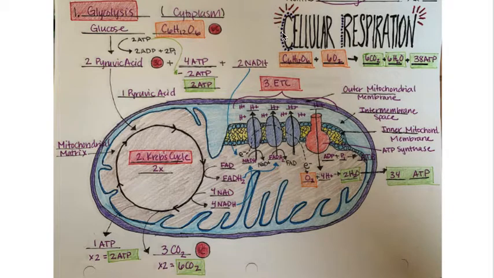So first, what I want to point out is we're going to talk about the process of cellular respiration, and you should know the overall equation for cellular respiration. It's that we start with glucose, C6H12O6, and we add 6 oxygens, and then we get out 6 carbon dioxides, 6 molecules of water, and up to 38 molecules of ATP. So this is our overall equation for cellular respiration, and you should know that.